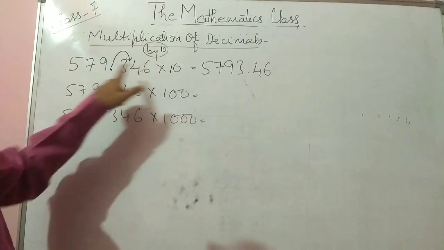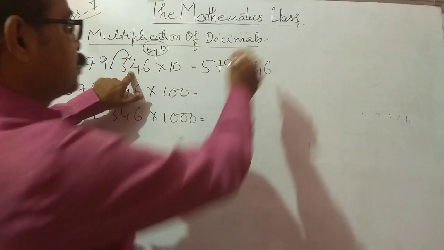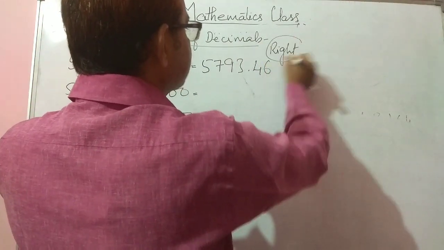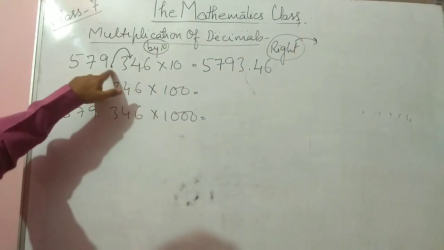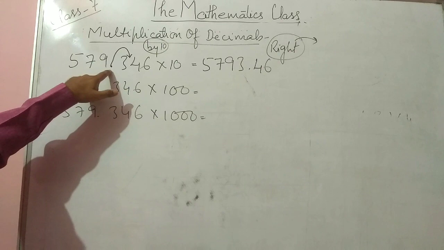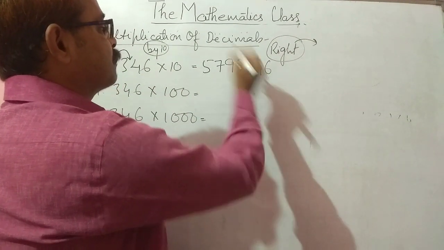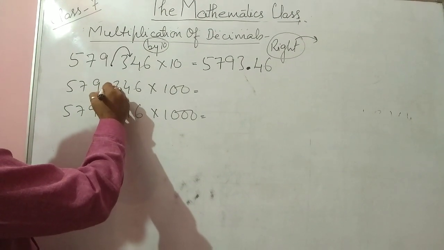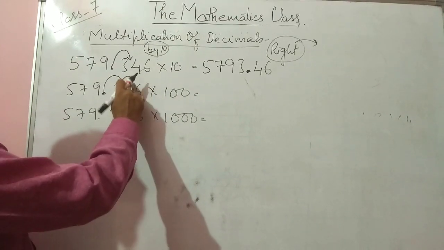Here it is 10, so the decimal moves one place towards the right. Remember, it means the decimal has to move towards the right. It is after 9 and before 3, so now the decimal comes out to be after 3. In the second case, where will it move? This is the decimal, so 1 place and 2 places, which means it will come after 4.